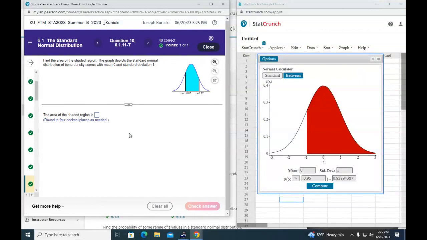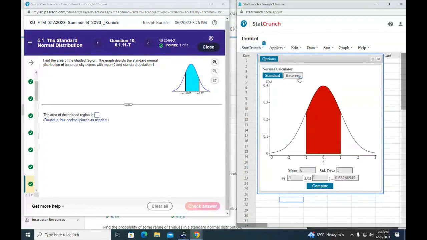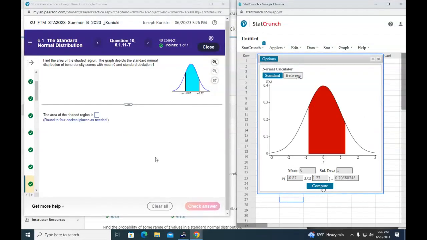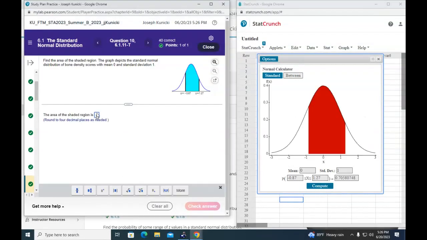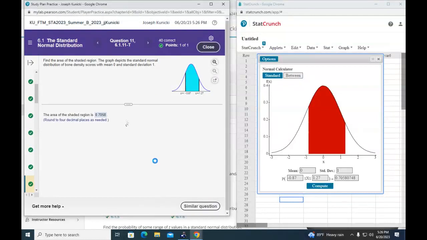And now I think we'll do a between. See, now we're between two numbers. We want to know the probability between those two. So I do the between up here. That cues me up for between. On the left, I have negative 0.7. On the right, I have 1.27. So 7058. So it's kind of mechanical right now.